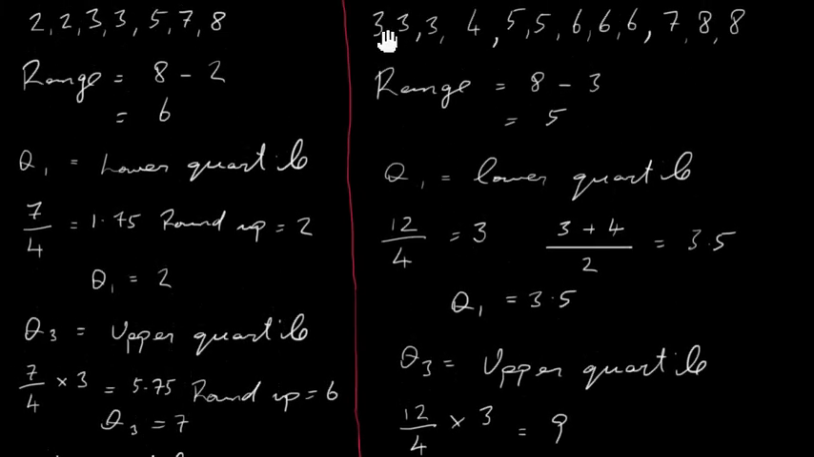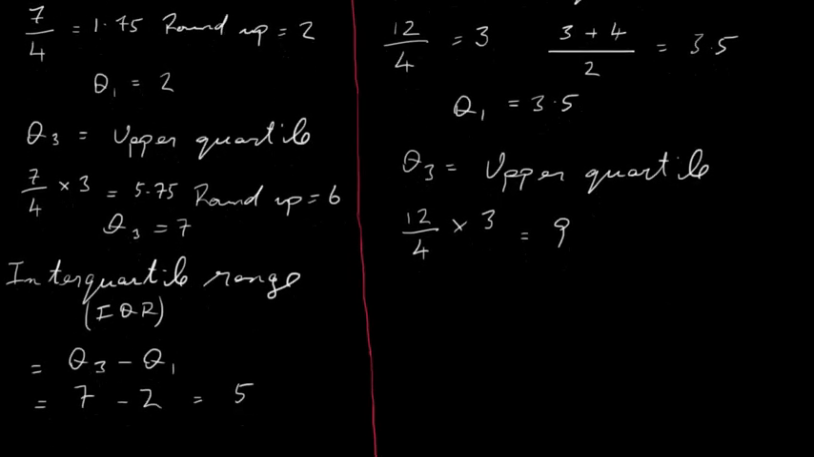So we go 1, 2, 3, 4, 5, 6, 7, 8, 9. Our 9th number is 6. Our 10th number is 7. So these two numbers here are the numbers we're going to add and divide by 2. So 6 and 7. So we're going to look at 6 plus 7. We're going to divide by 2. That'll give us 6.5. So our Q3 is actually 6.5.